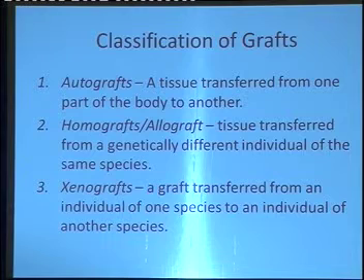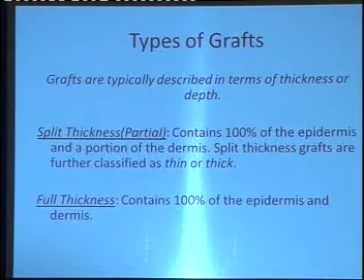The grafts could be autogenous, homogeneous and xenografts. I think you know it. Homogeneous means homograft or allograft, the same species. Xenografts are from other species. The types of graft may be split thickness or full thickness. Split thickness contains 100% epidermis and a portion of the dermis. Split thickness grafts are further classified into thin and thick. Whereas full thickness contains 100% epidermis and dermis as well.